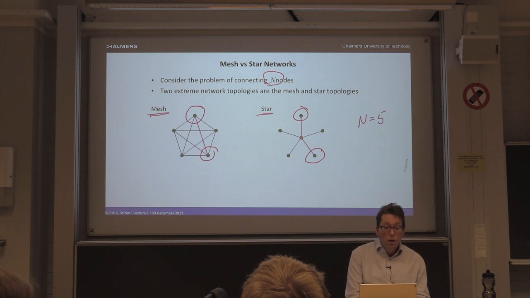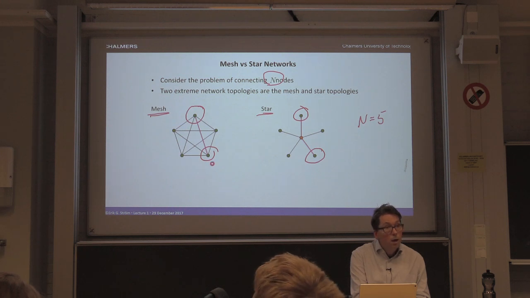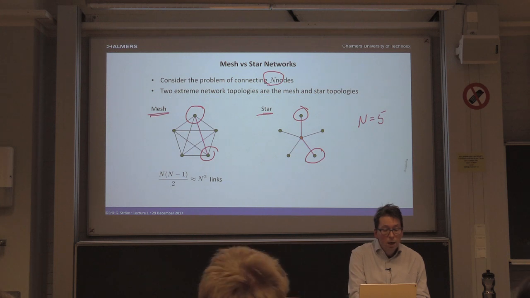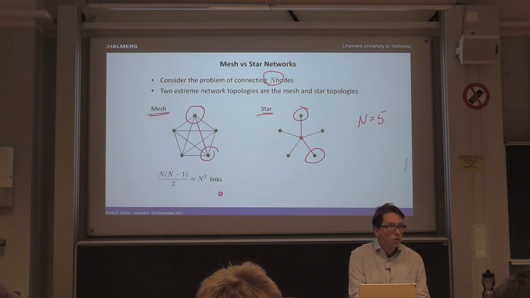The mesh, right? It stands to reason that the mesh network here is the most costly one. And one way to count cost is to count the number of links which are involved in this. So if we have n nodes here, how many links does the network need to have? Well, it's actually n times n minus 1 divided by 2, or roughly n squared links.